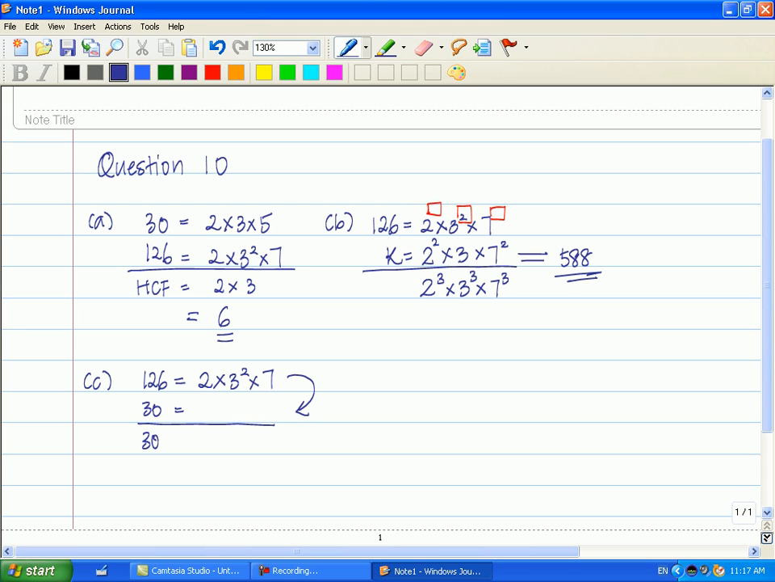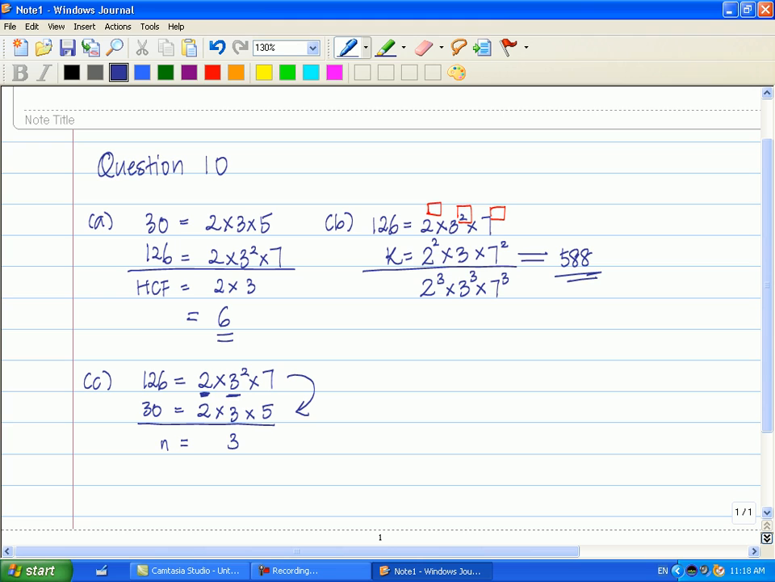What is this 30n? I have 30 to be 2 times 3 times 5. And I look at 126. If I want all the factors of 126 to be inside, let us check one by one. The factor of 2 is already inside 30, so I do not need to multiply any other 2's for my n. But I look at the next factor, 3 squared. In 30, I only have a 3. What is the factor that is missing? 3 is missing. So this is the number n that I need to multiply.